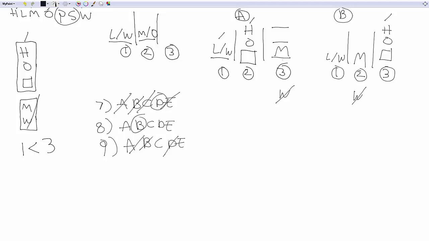And finally, for answer choice E, we see, if we just look at frame A, that either L or W can go in 1. So E is going to be out. C is the correct answer.